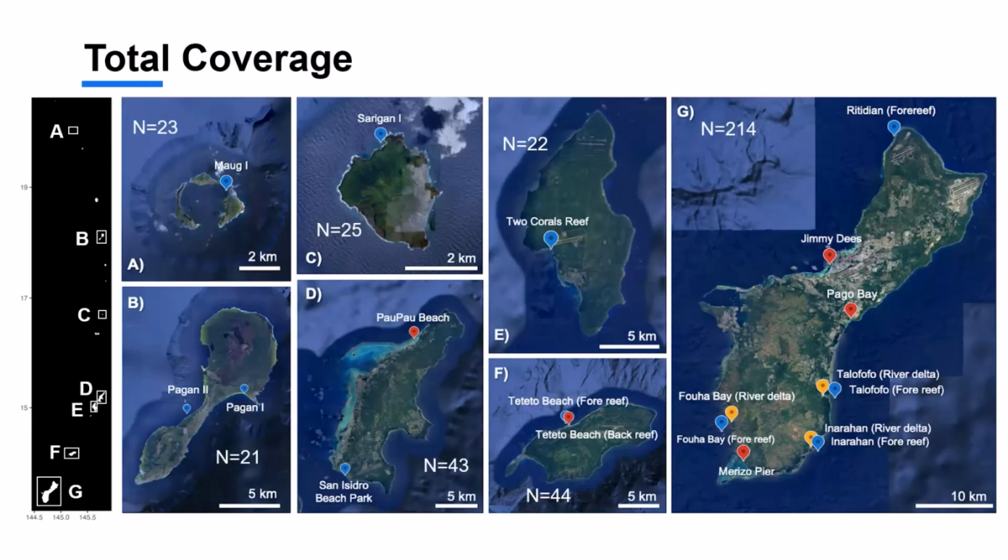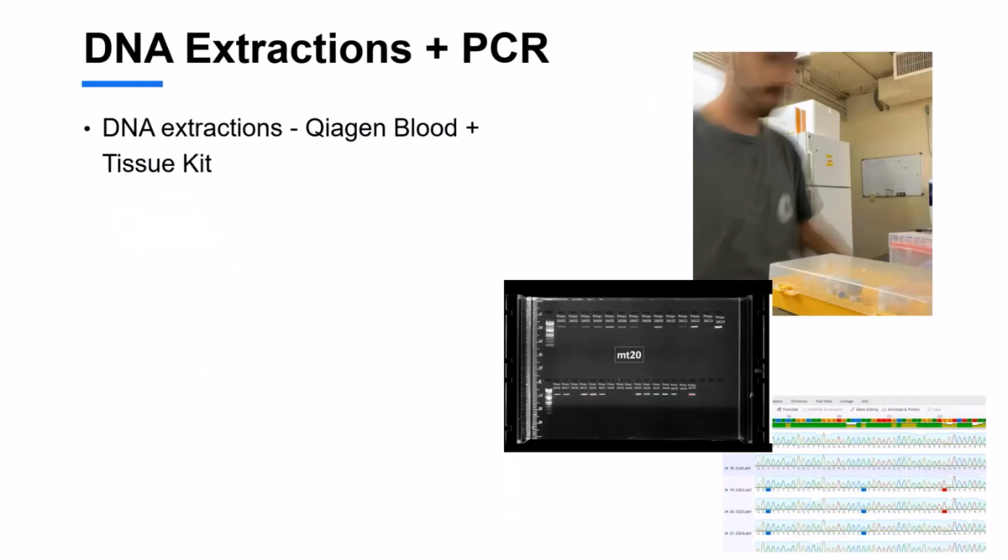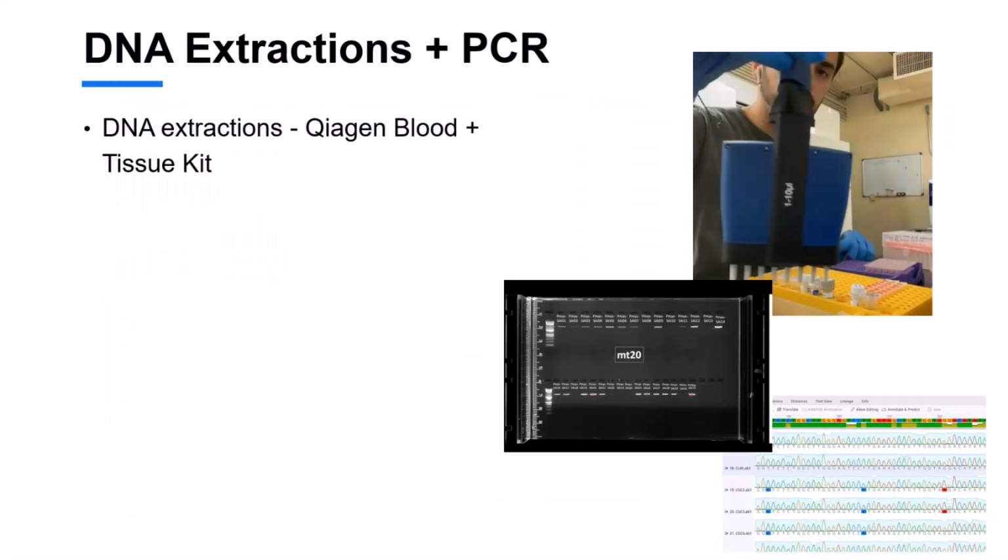And here's what that total coverage looks like across all of the islands in the archipelago. As you can see, the habitat types reflect both the ease of access in terms of sampling, as well as the geographic variability of these islands. So the north is defined by pretty consistent fore reef habitat, whereas Guam has a lot more complex habitat regimes. So the next stage is where I come in.